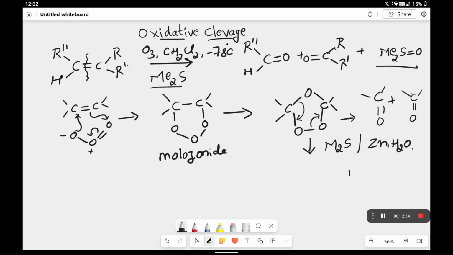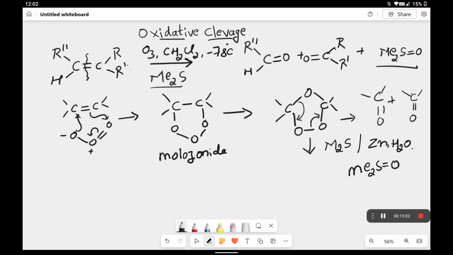One of the compounds, dimethyl sulfide, gets converted into dimethyl sulfoxide. This is the way the ozonolysis takes place. And there is a very easy trick to identify the product.